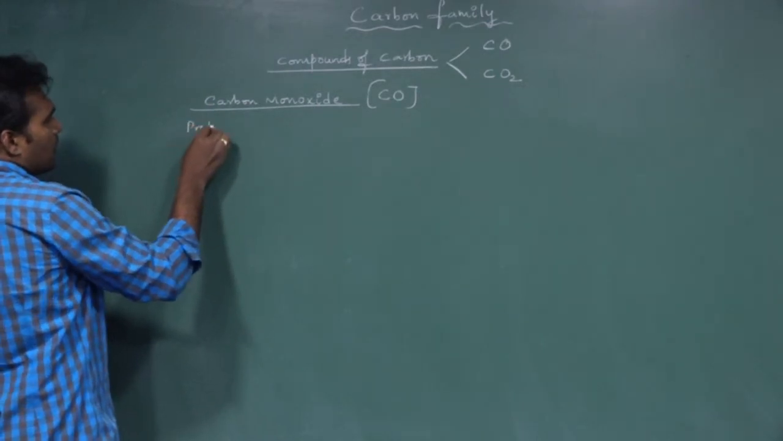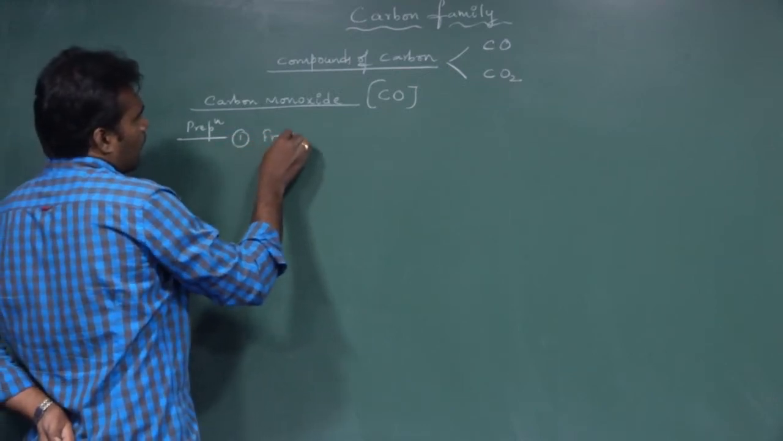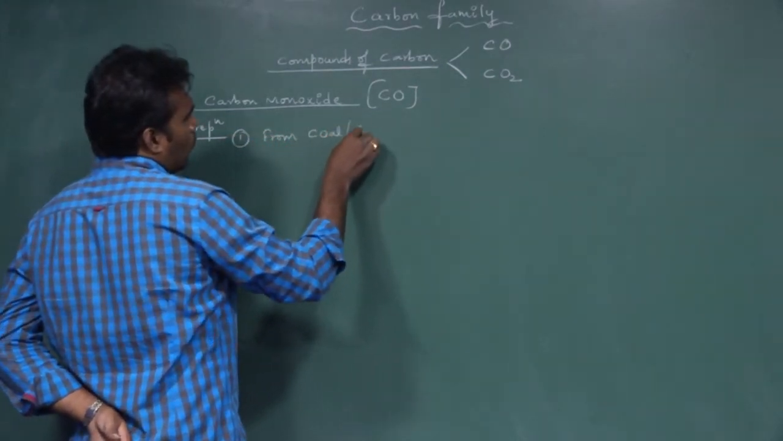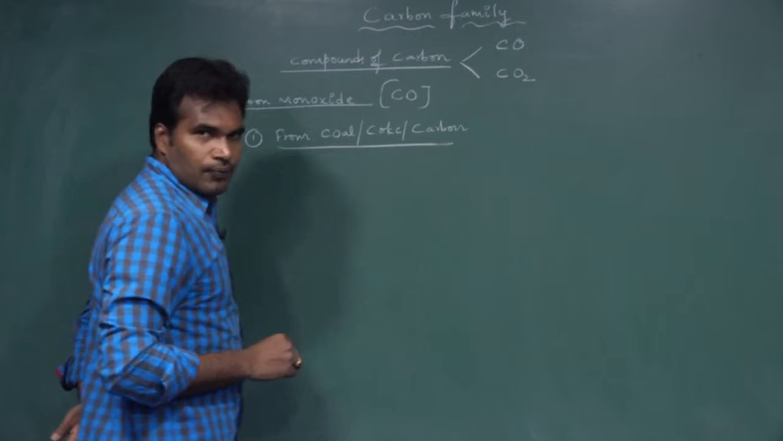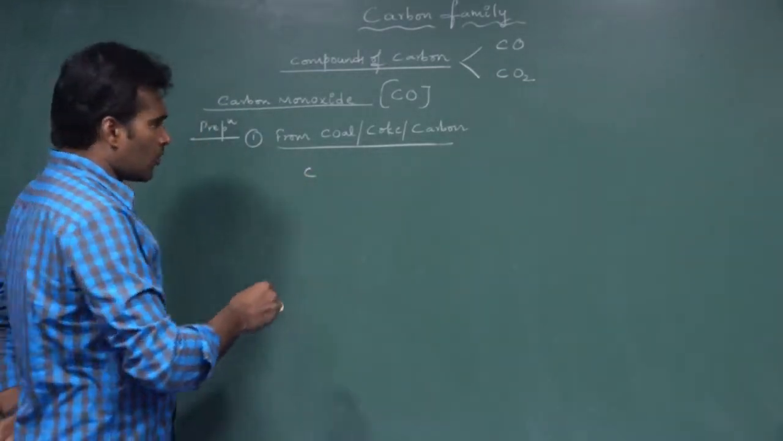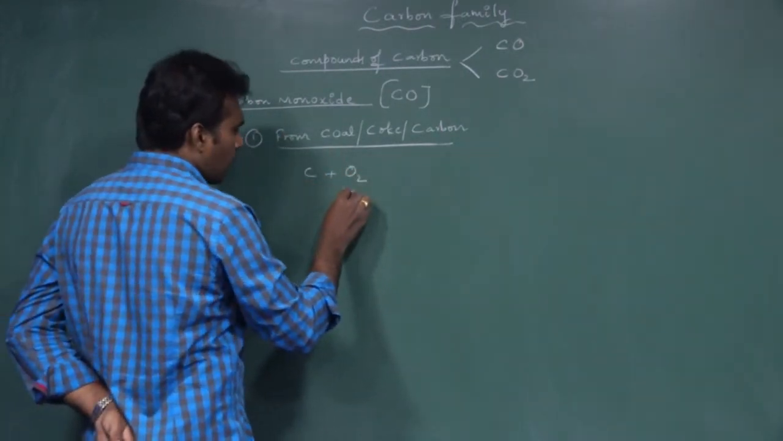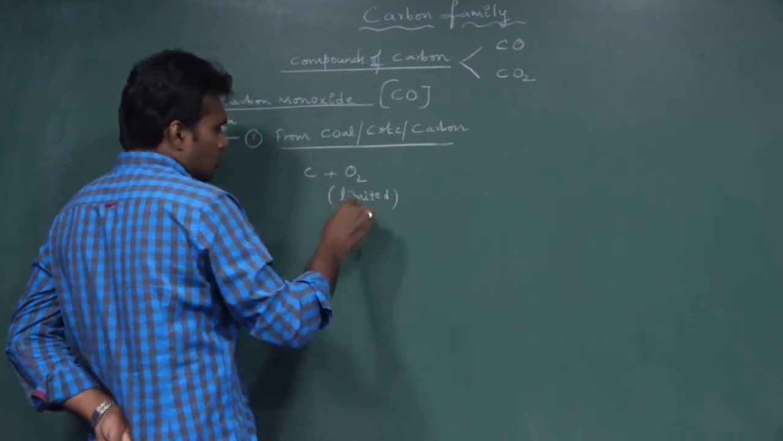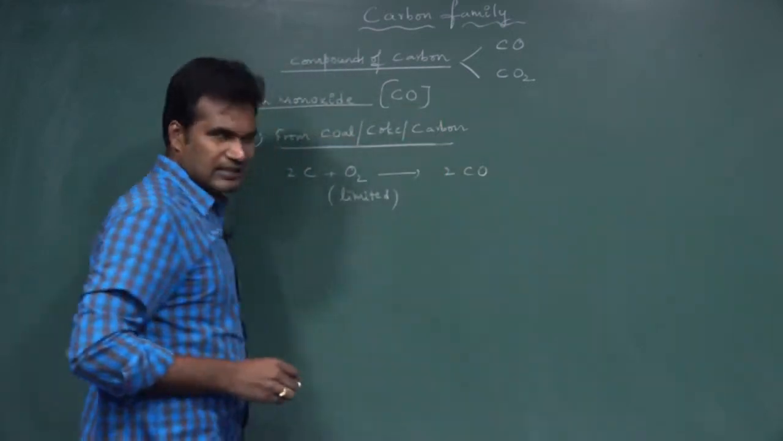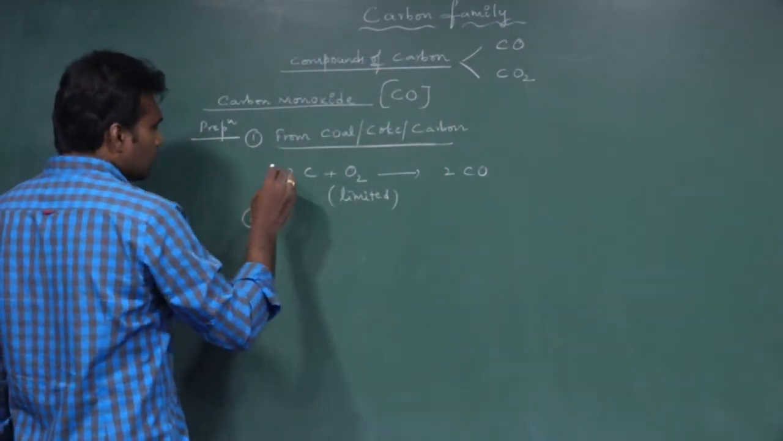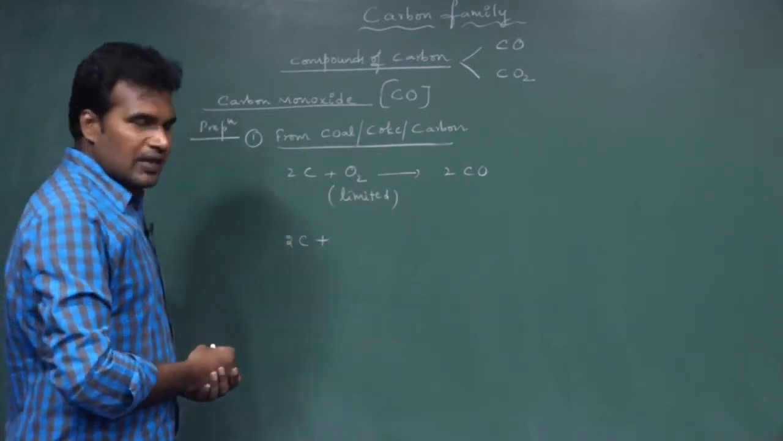If you see the preparation methods of carbon monoxide, we can prepare it from carbon, from coal or coke or simply carbon. How can we prepare it? You take the coal or coke, and if you treat it with a limited supply of oxygen, we get carbon monoxide. Or else we can also prepare it from coal. How? When coal reacts with the air.